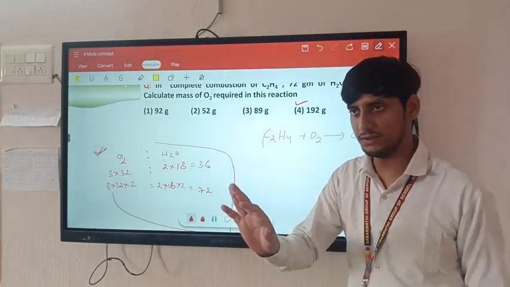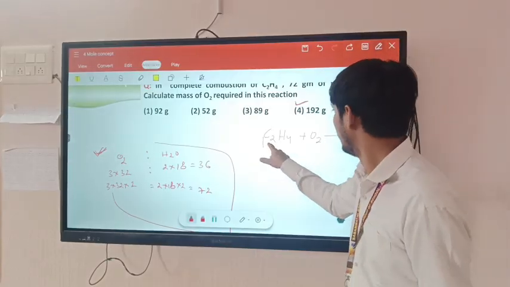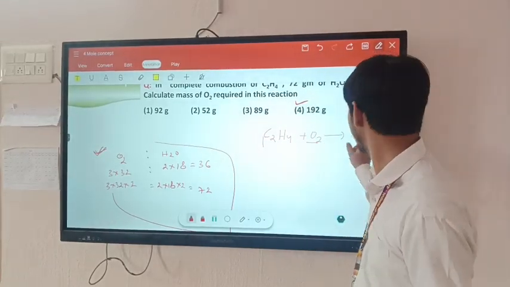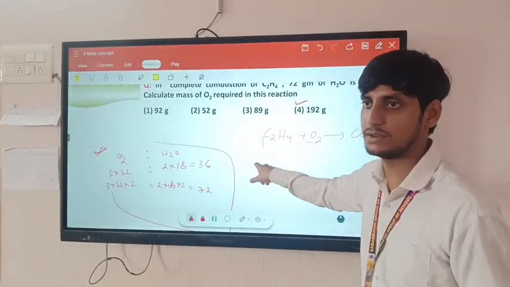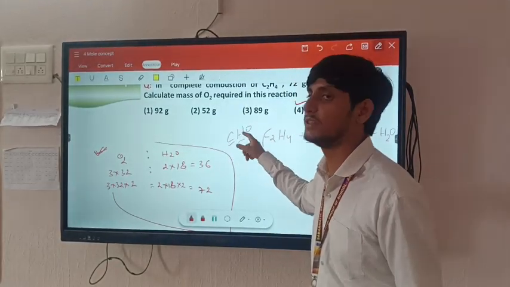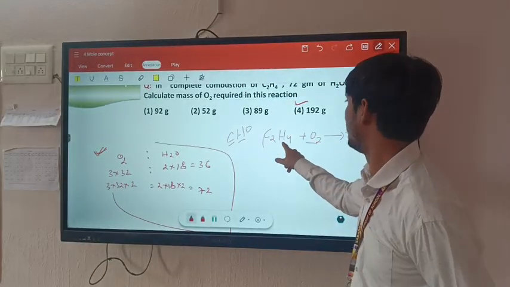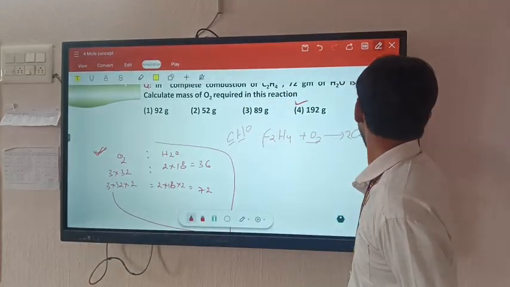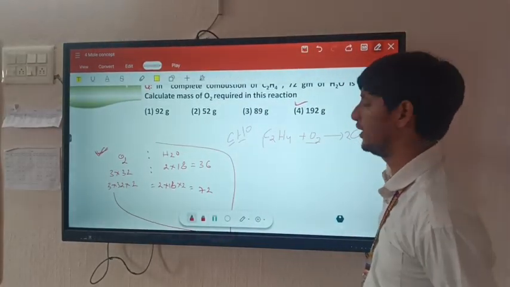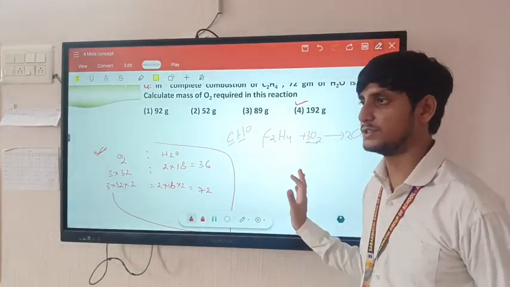In any combustion reaction, what will be the product? H2O plus CO2, right? C2H4 is the compound given, and oxygen is for burning. Now start balancing the chemical equation. First balance the carbon, then hydrogen, and in the last oxygen. Carbon 2, hydrogen 4, oxygen 2 to 4 and 2, 6, means 3 oxygen. Now this equation is valid, right?